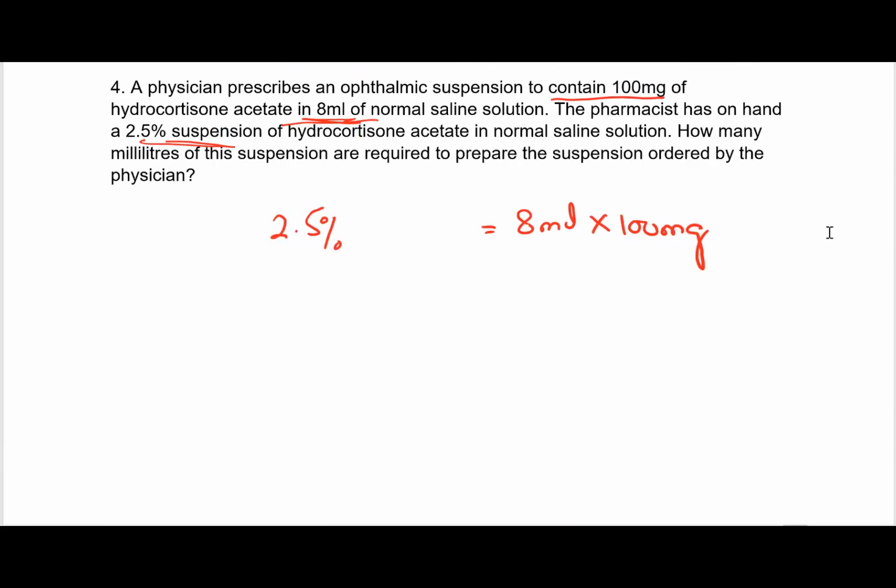Can we use C1V1 here? Come on, everybody. First of all, we need to make sure that the units are equal on both sides. So I know the percentage which I have to start with. Do I know the percentage of the final solution? It's not given, but can I calculate it? Why can I not? I have been given 100 milligrams will be present in 8 mils, so I can calculate the percentage. So let's figure out that percentage. So if 100 milligrams is present in 8 mils, in 100 mils it would be how much?